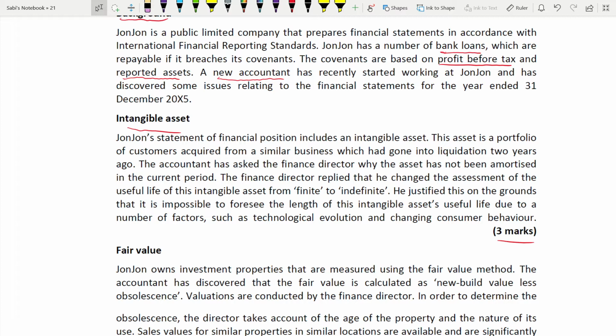The accountant has asked the finance director why the asset has not been amortized in the current period, because we know that if it's an intangible asset, guys, you have to amortize it. If it does not have an indefinite useful life, you have to amortize it.